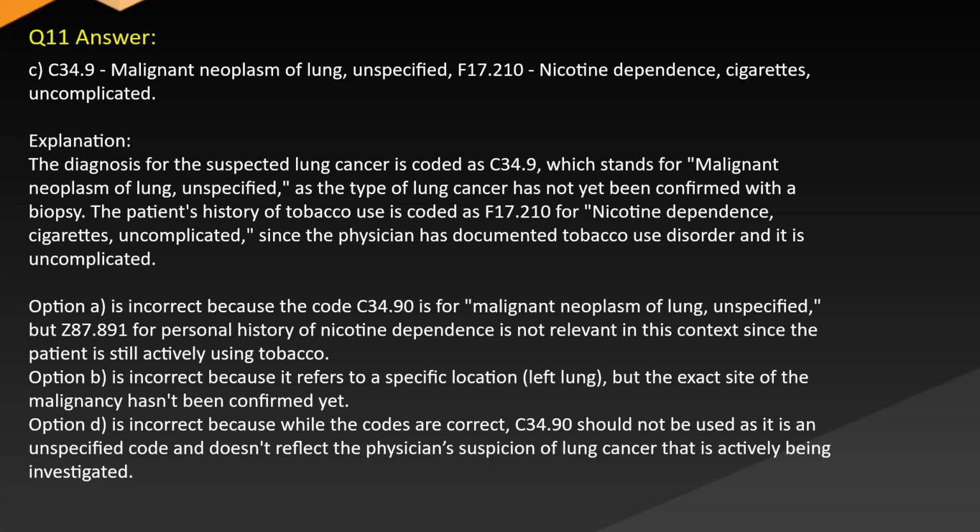Since the physician has documented tobacco use disorder and it is uncomplicated, option A is incorrect because the code C34.90 is for malignant neoplasm of lung, unspecified, but Z87.891 for personal history of nicotine dependence is not relevant in this context since the patient is still actively using tobacco. Option B is incorrect because it refers to a specific location, left lung, but the exact site of the malignancy hasn't been confirmed yet. Option D is incorrect because while the codes are correct, Z90 should not be used as it is an unspecified code and doesn't reflect the physician's suspicion of lung cancer that is actively being investigated.